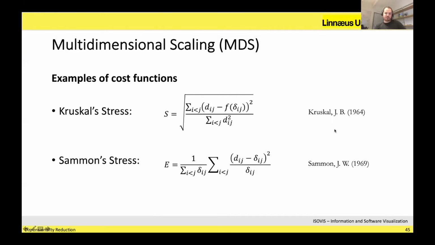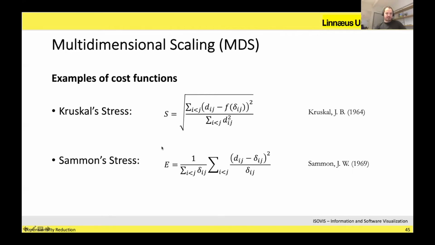So these are all very old stuff because MDS is also something that's been around forever. But this cost function, for example, from Kruskal, is basically just what we've been discussing. It's minimize all pairwise distances as much as possible. So the final solution should be as accurate as possible regarding all pairwise distances between all points.